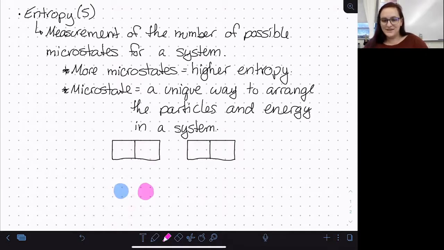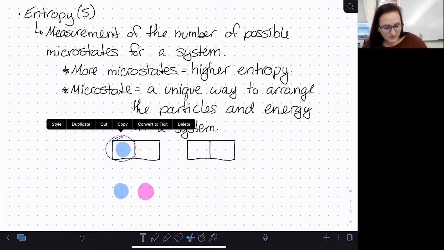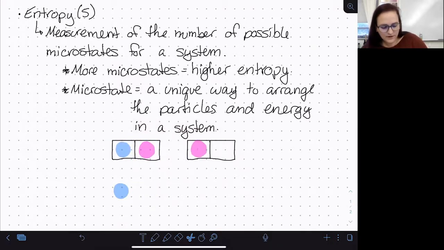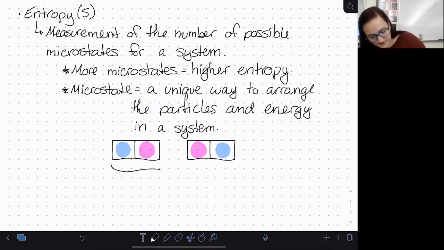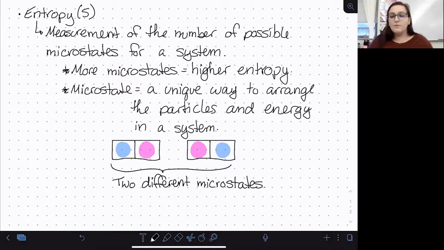There are two different ways that I can arrange those items. I can either put the blue item on the left and the pink item on the right, or I can put the pink item on the left and the blue item on the right. So these are different ways to arrange the particles in the system. My particles are the pink and the blue things. The system in this case is my imaginary little container here. So these would be representations of two different microstates, two different ways we can arrange the stuff in this system. And the more microstates we have, the higher the entropy of our system is.